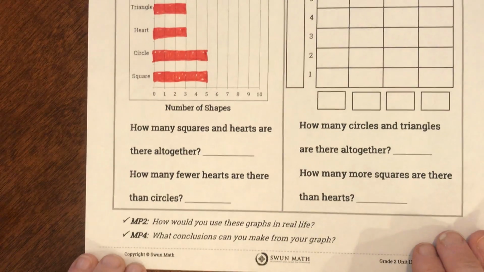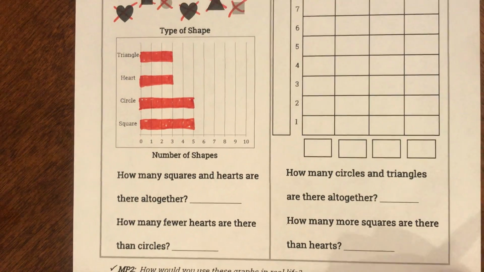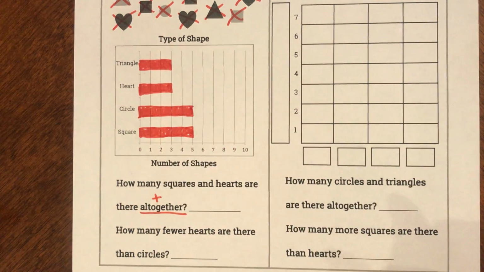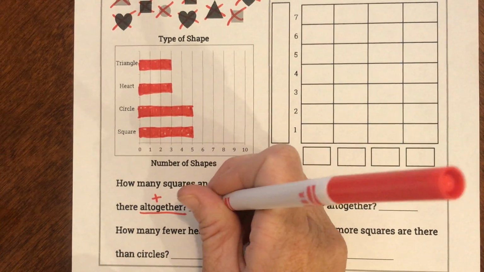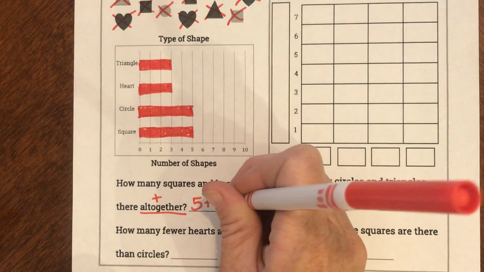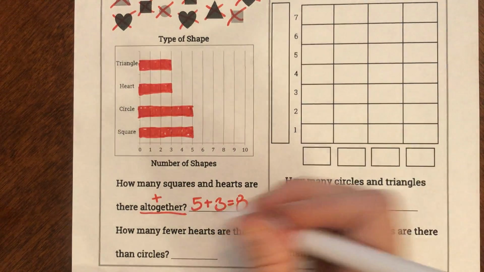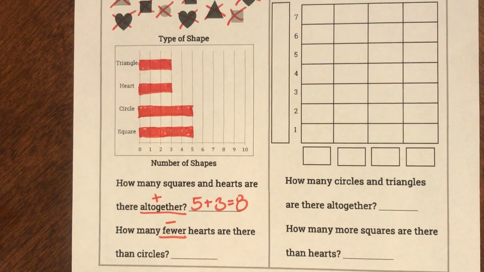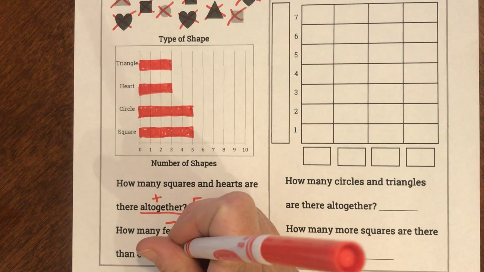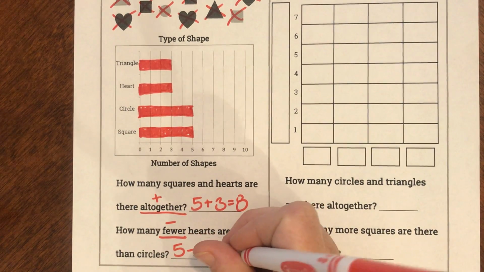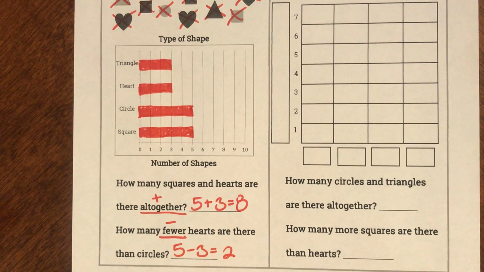We can answer some questions. How many squares and hearts are there all together? All together is my addition clue. So squares, there are 5. Hearts, there are 3. So 5 plus 3 is 8. Okay, how many fewer is my clue at subtraction. How many fewer hearts are there than circles? Well, there are 5 circles and 3 hearts, so there are 2 fewer hearts than circles.